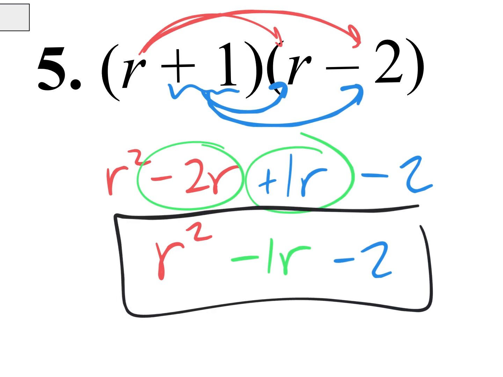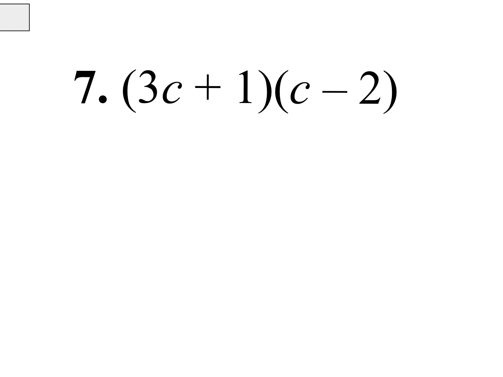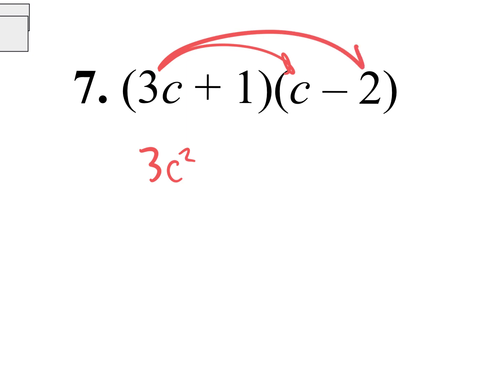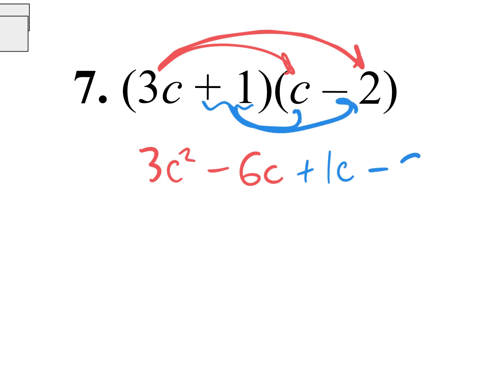Moving on to number 7. Again, we're going to distribute one of them at a time. I'm going to ignore the 1 for now and distribute the 3c. Okay? So 3c times c, that's 3c squared. 3c times negative 2 is negative 6c. And then you move on to the 1, distribute the 1. 1 times c is 1c. 1 times negative 2 is negative 2.